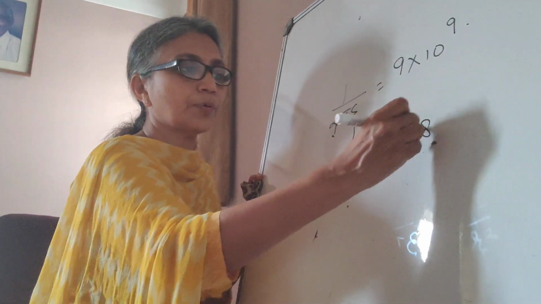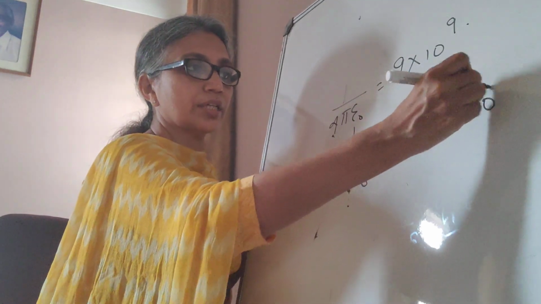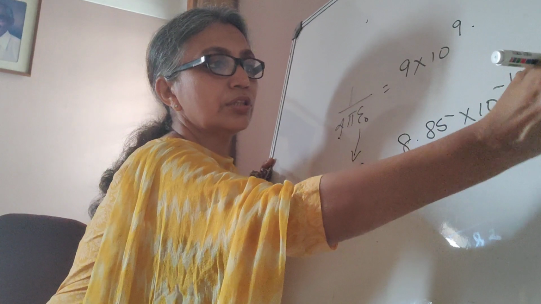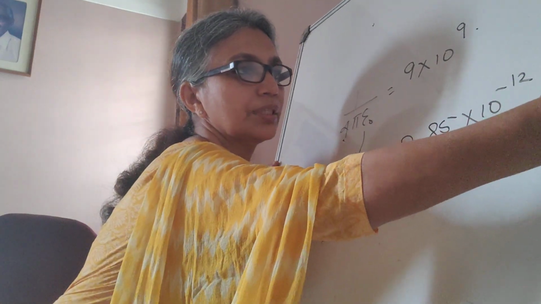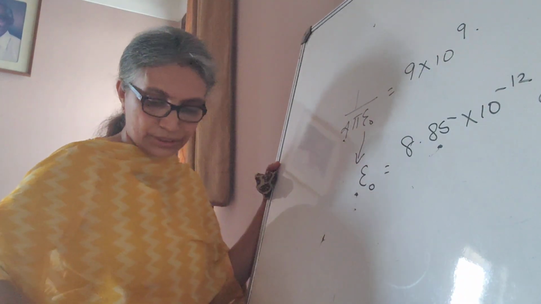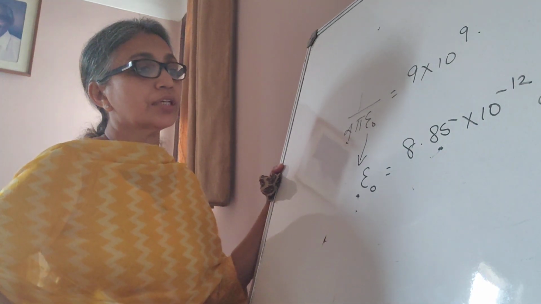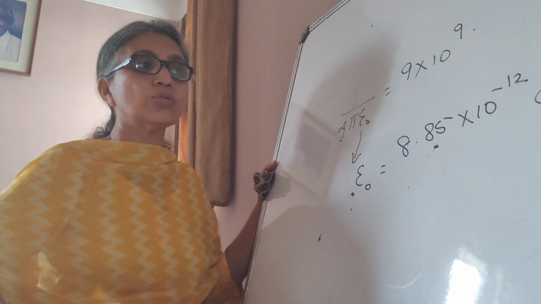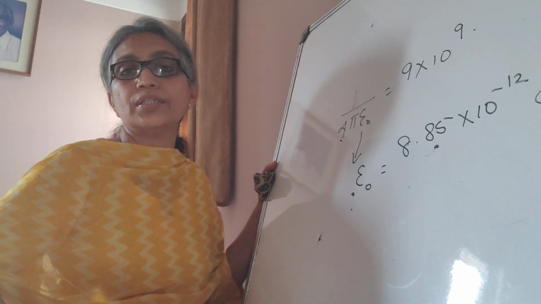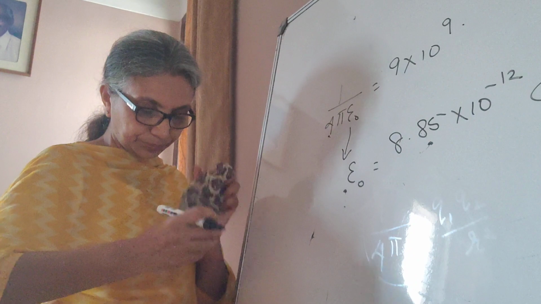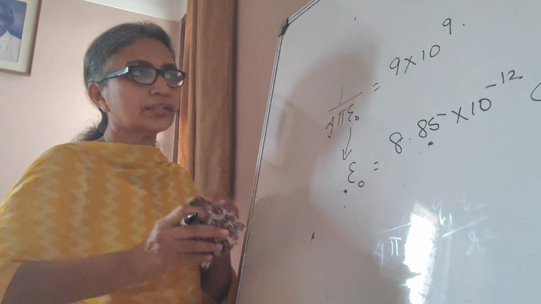Its value is 8.85 into 10 raised to minus 12 Coulomb square Newton raised to minus 1 meter raised to minus 2. That's the SI unit of this permittivity. So that is Coulomb's law.